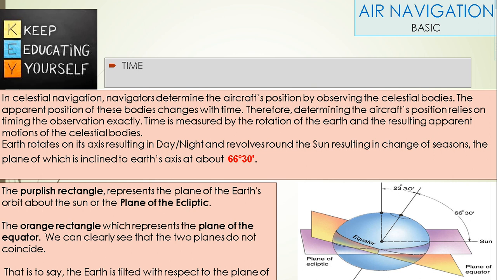The purplish rectangle represents the plane of Earth's orbit around the sun, known as the plane of the ecliptic. The orange rectangle represents the plane of the equator. We can clearly see that the two planes are not coinciding. That is to say, the Earth is tilted with respect to the plane of the ecliptic.